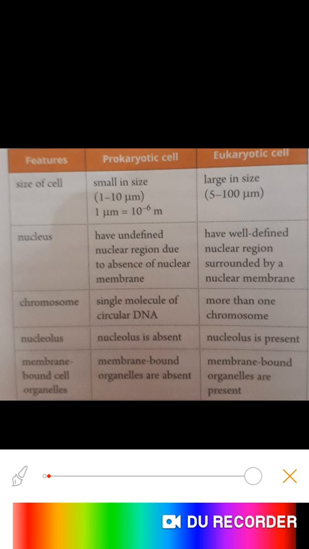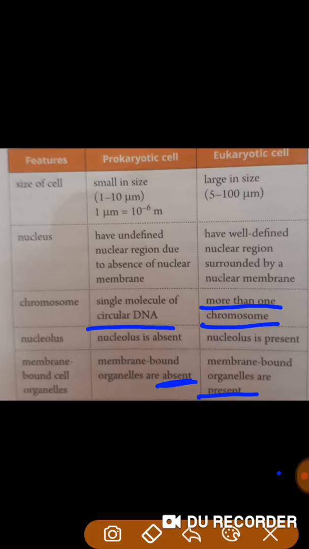Then chromosome: prokaryotic cells have a single molecule of circular DNA. In eukaryotic cells, there is more than one chromosome, and that too linear. Nucleolus is absent in prokaryotic cells and present in eukaryotic cells. Then membrane-bound cell organelles are absent in prokaryotic cells, but present in eukaryotic cells.